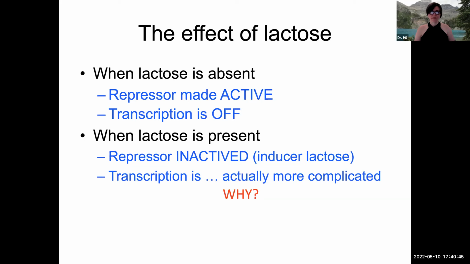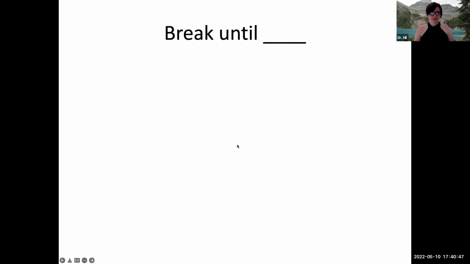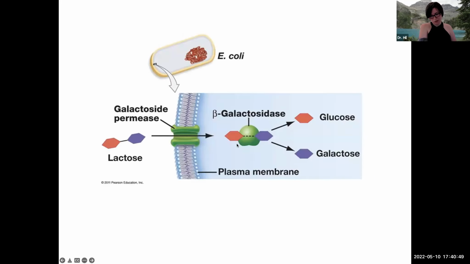Okay, so let's talk about this. We're not going to take our break yet. We're not quite ready. We've got 10 minutes. Here is a picture of the genes that are part of the lactose operon, or the proteins that are made by that operon. One of them is a permease that brings lactose inside. One of them is an enzyme that breaks lactose in half.